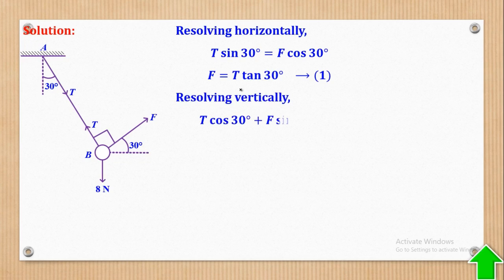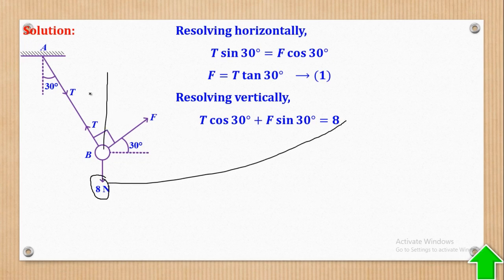Vertically, I remember that upward forces are equal to downward forces. So the only downward force is this 8 newtons, which is there. Now the upward force, still I will resolve this tension to the vertical, and remember this angle lies on the vertical, meaning the vertical component will have cos. That is why there is cos there. And this one, the angle lies on the horizontal, meaning the vertical component will have sine. That is why you see sine 30 there.